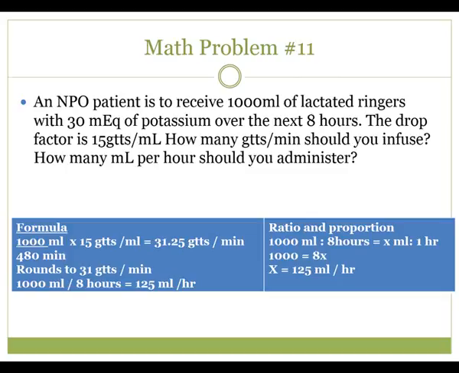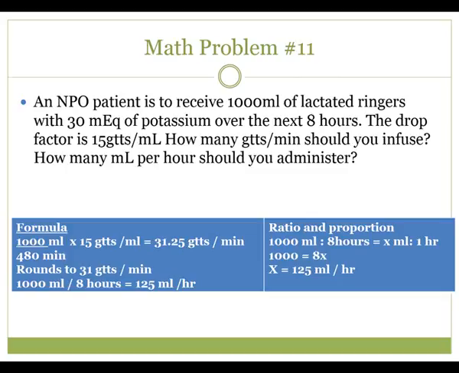You have 1,000 milliliters to give over 480 minutes times your drop factor, which is 15 drops per mil. That gives you 31.25 drops per minute, given your drop factor formula. That rounds to 31 drops per minute. Using your mils over hours, there's 1,000 mils to be given in 8 hours, so that's 125 mils an hour.